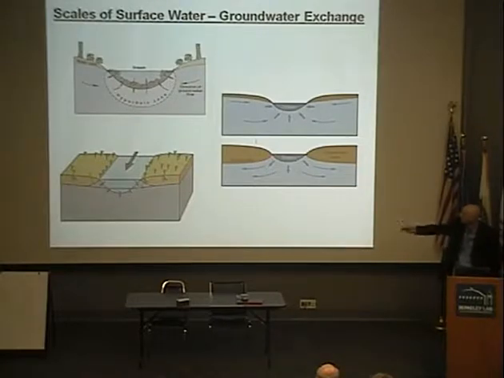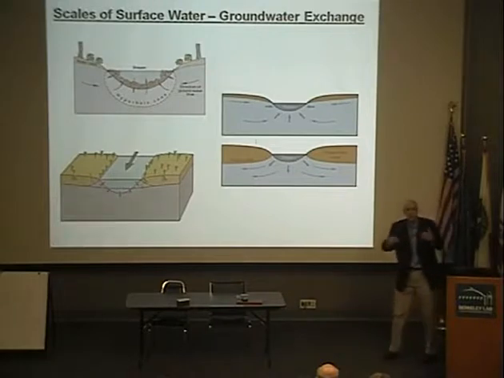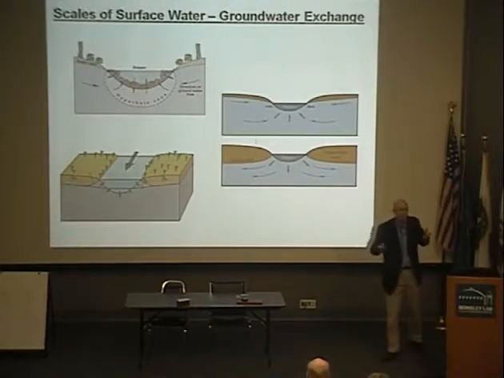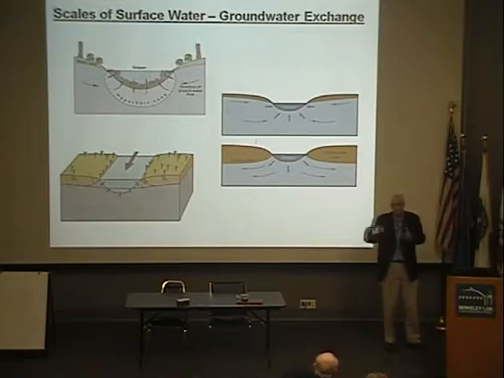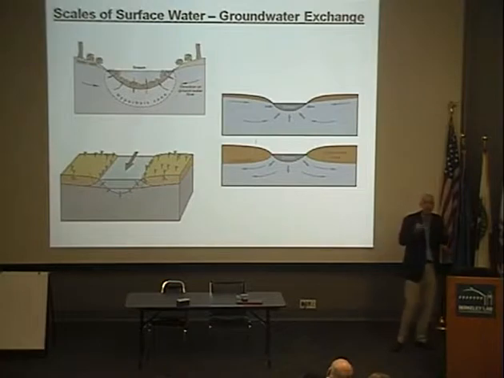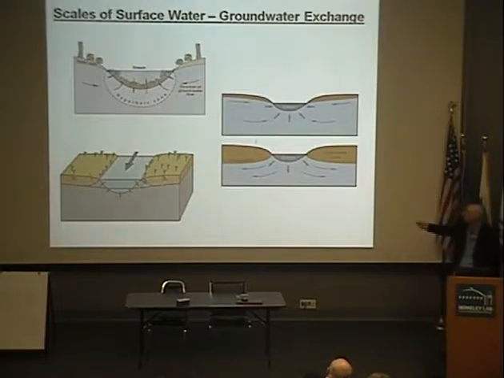Both of these processes, though, are gross fluxes. They're not net fluxes. Hyporheic exchange doesn't cause a net flow from groundwater to surface water. It's just moving in and out. And bank storage as well is an in and out process that is superimposed on this more regional gaining losing situation.